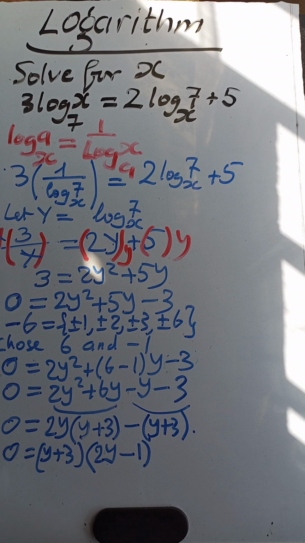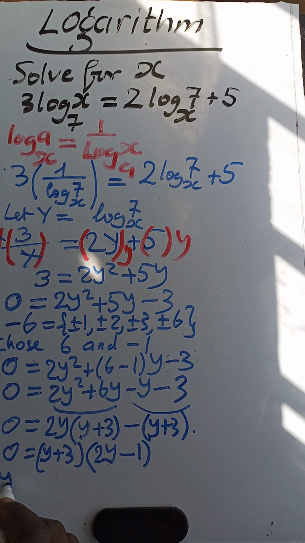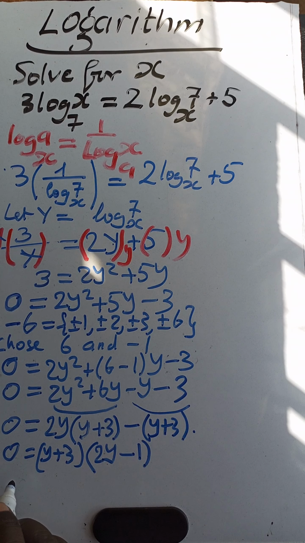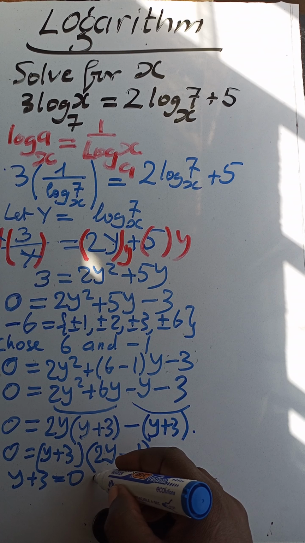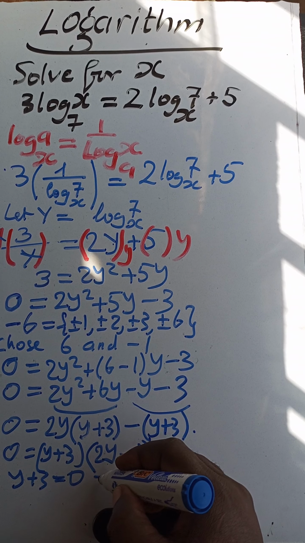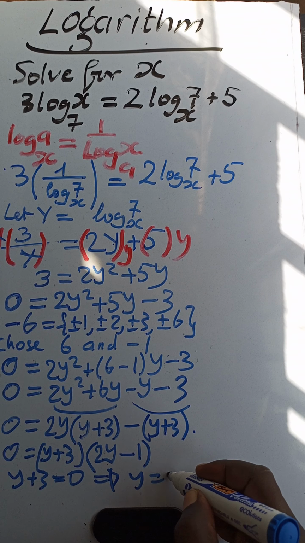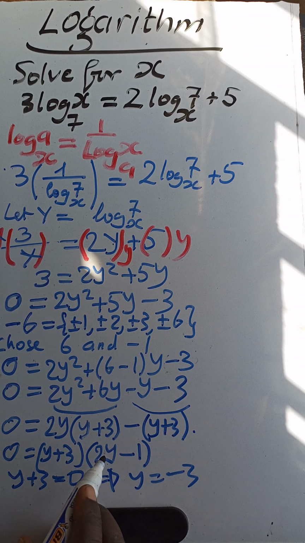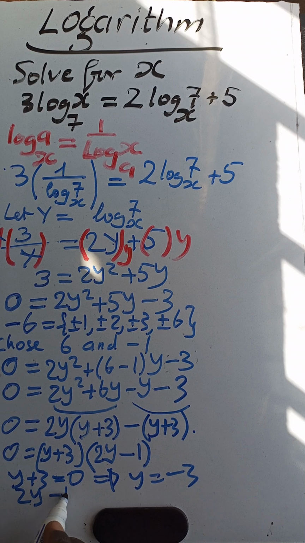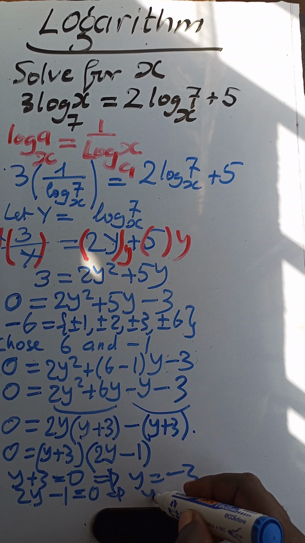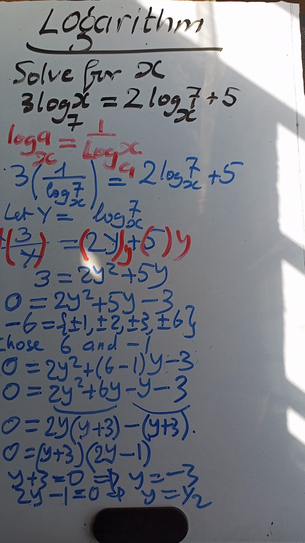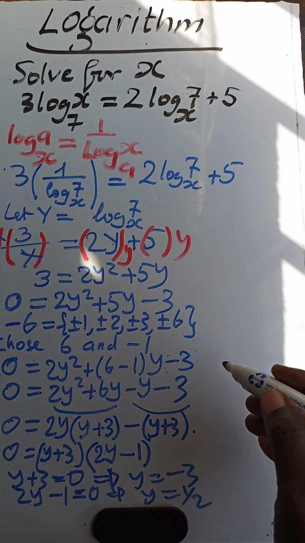We have the product of two things giving us 0. Therefore it means that either y plus 3 is 0, okay? That means y equals negative 3, or 2y minus 1 equals 0, which means y is equal to a half. All right, so we have two values for y. y is equal to minus 3 or y equals a half.